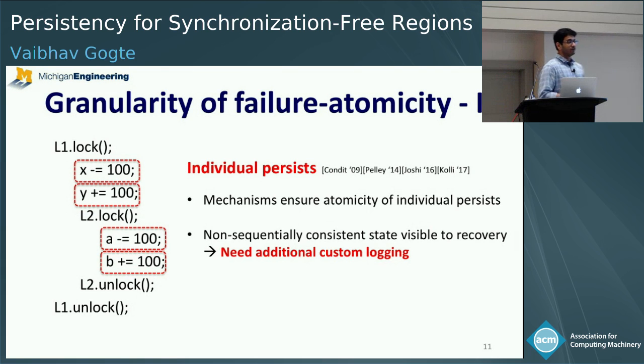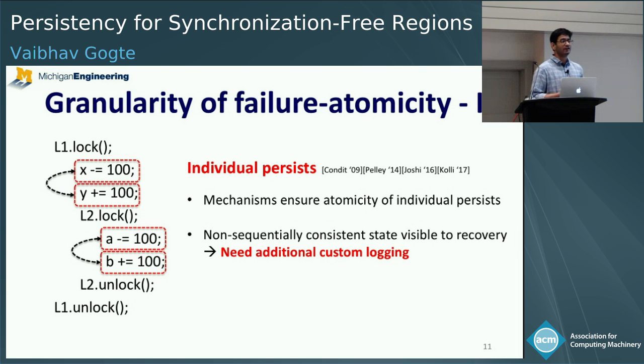However, these mechanisms suffer from one critical drawback. That is, in case of failure, the partial updates might be visible to recovery. Consider a scenario where a compiler or hardware reorders a bunch of memory operations within a critical section that are perfectly legal in a fault-free execution of a program. However, if there is any intermediate failure, these reorderings are exposed to recovery.